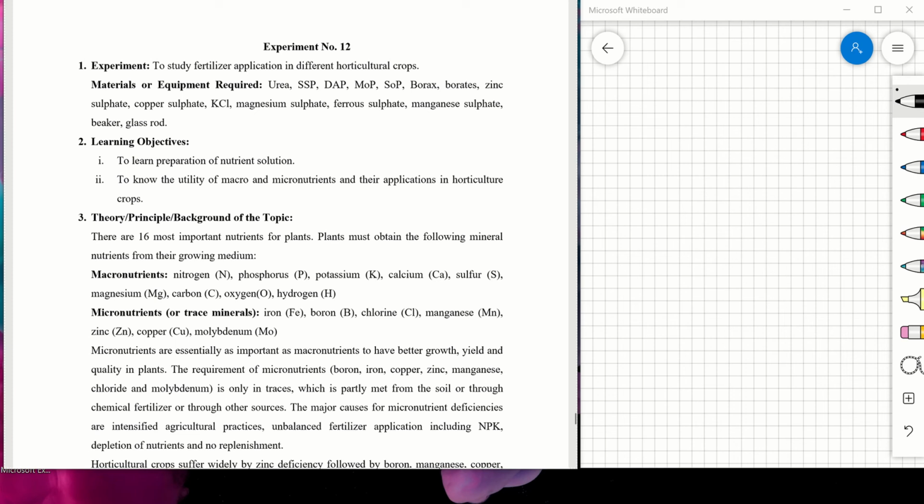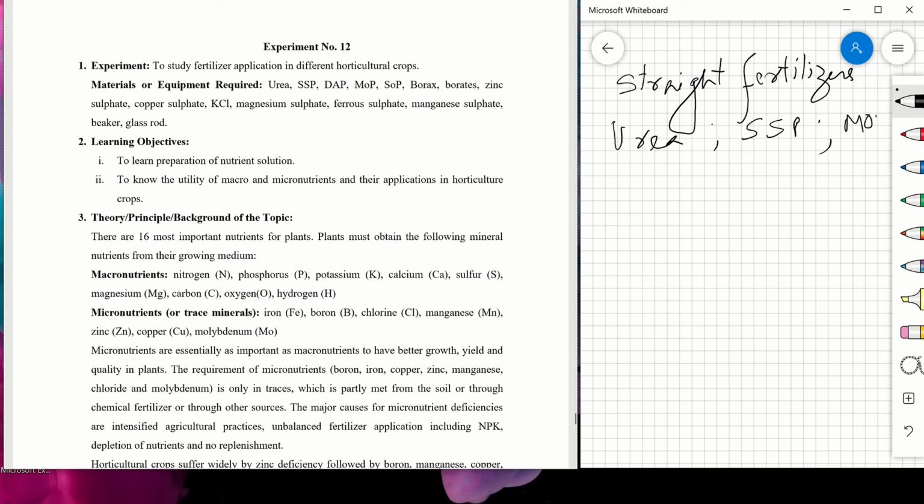So you should know there are different categories, but importantly there are some straight fertilizers. Straight fertilizers means they include only one major nutrient. Okay, so examples are your urea, SSP and MOP. They will contain one major nutrient.